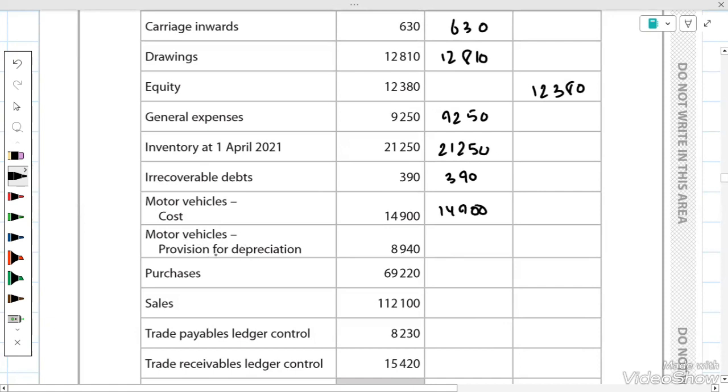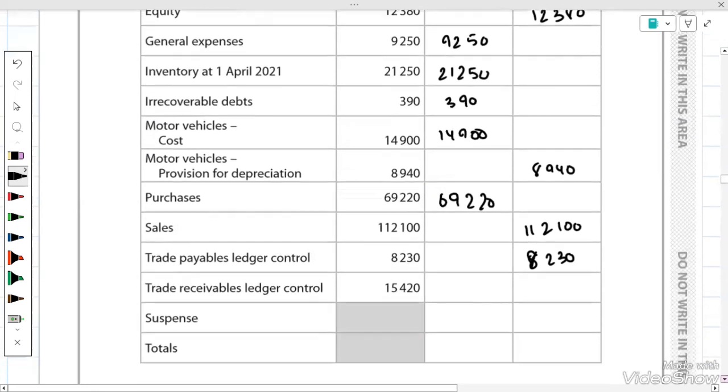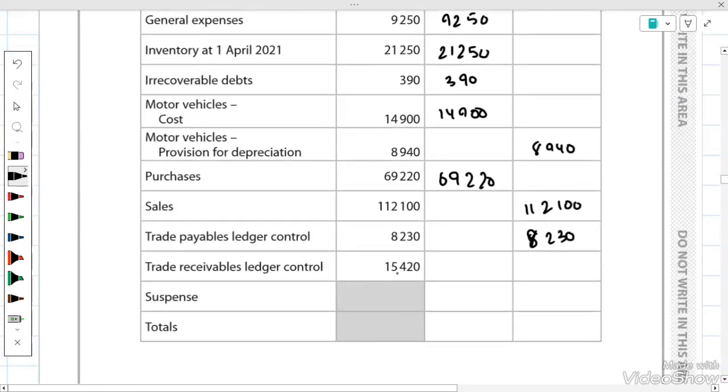Motor vehicles provision for depreciation. So provision is always credited. Purchases, which is 69220. Sales, its nature is always credit. Trade payables ledger control account. This is also a liability. Trade receivables, this is our asset, and an asset's nature is debit. Okay, so just let me total it.